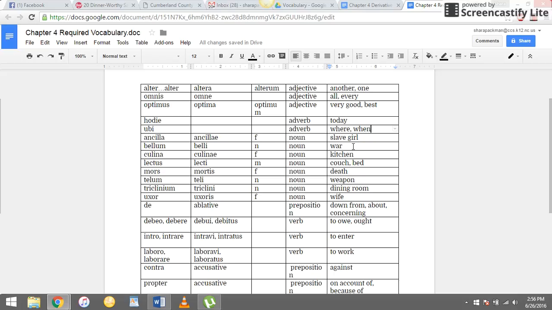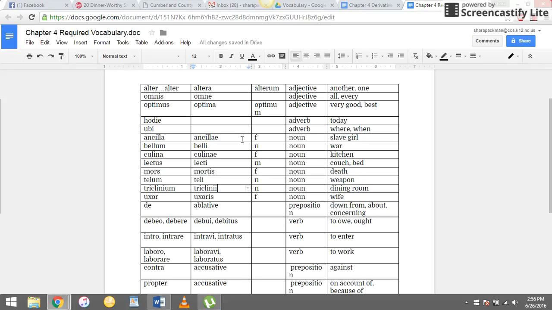Bellum, belli, which is war. Culina, culinae, which is a kitchen. Lectus, lecti, which is a couch or a bed. In the story that you're going to read, it's going to be a couch. Mors, mortis is death. Tellum, telli is a weapon. Triclinium, triclinii, there should be two i's right there, is the dining room. And uxor, uxoris is a wife.